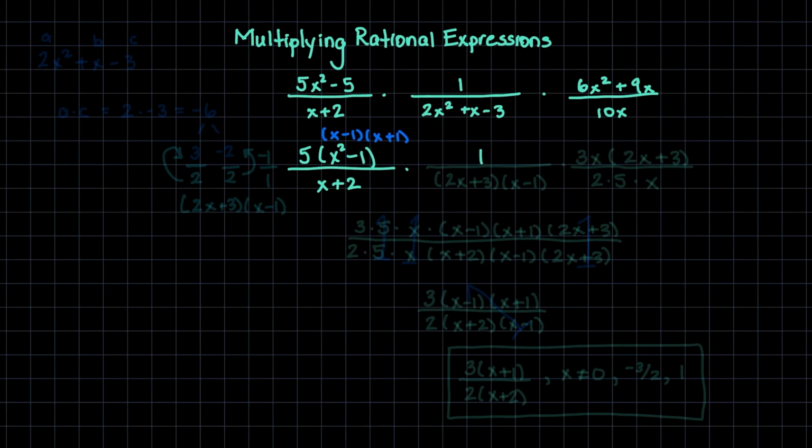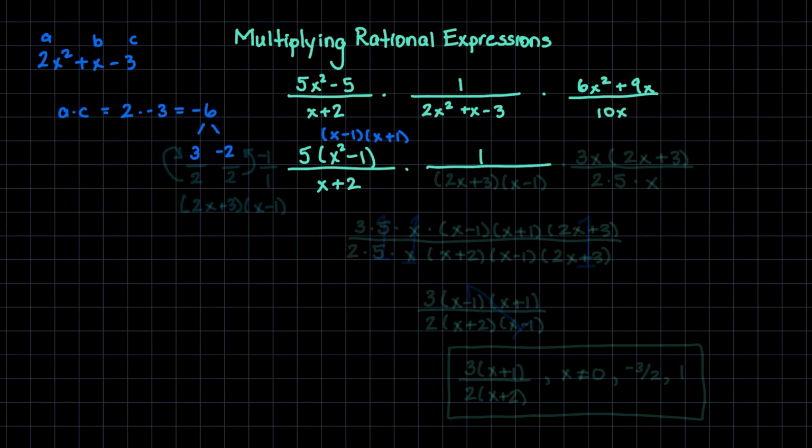2x squared plus x minus 3 is a quadratic trinomial, but a isn't 1. So remember, I'll do some scratch work over here. 2x squared plus x minus 3. This is a, b, c. I need to multiply a times c. So 2 times negative 3 is negative 6. Two numbers that multiply to negative 6 but add to b, which is 1. That's going to be 3 and negative 2.